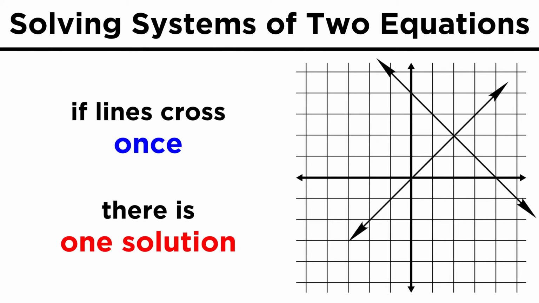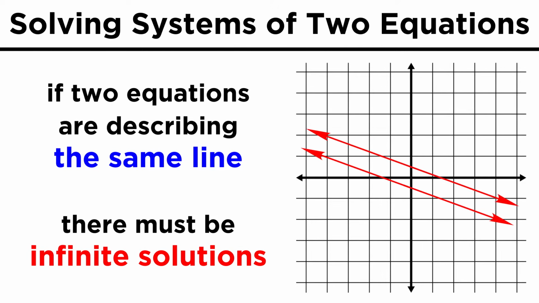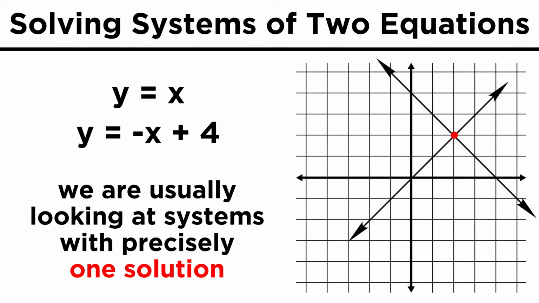Most of the time, two lines will cross precisely once, and there will therefore be one unique solution to the system. However, other situations include parallel lines which never cross, so there will be no solution to the system. And we could also have two different equations that describe precisely the same line, in which case there are infinitely many solutions, as every point on the line will be a solution for both equations. But as we said, we are typically concerned with situations where two lines cross once, and we want to be able to get that one solution.